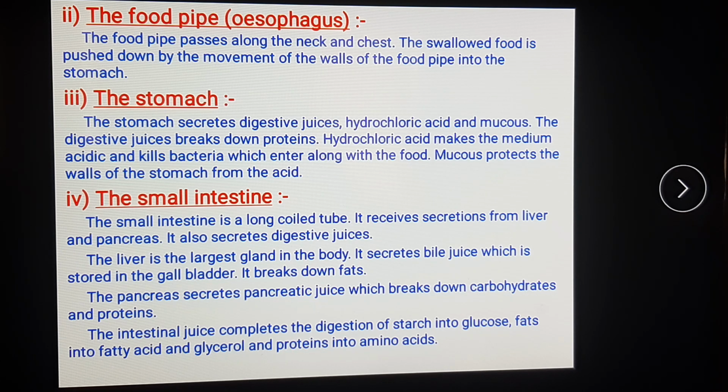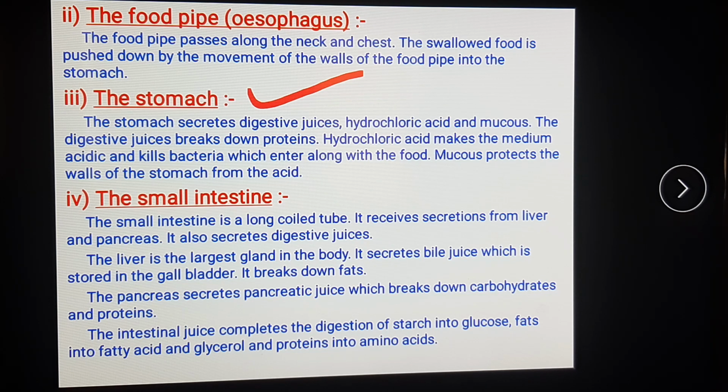So the food, after biting and chewing in the mouth, comes into the food pipe, meaning the esophagus, then it comes into the stomach. Now the second point is the stomach. The stomach is a sac-like structure, and the stomach secretes digestive juices, hydrochloric acid, and mucus. The digestive juices break down proteins. Hydrochloric acid makes the medium acidic and kills bacteria which enter along with the food.